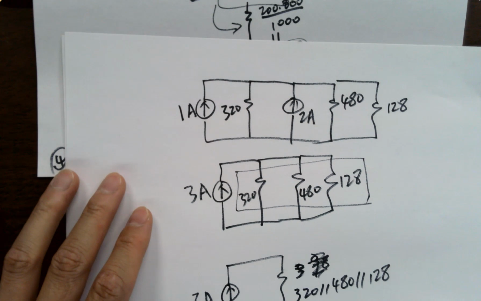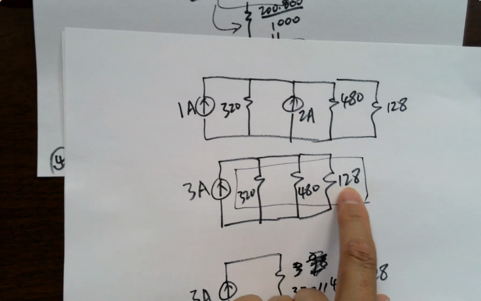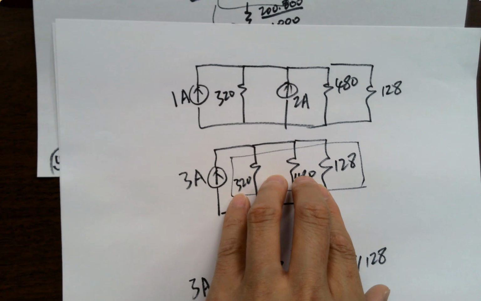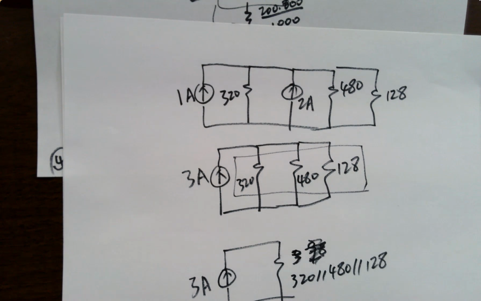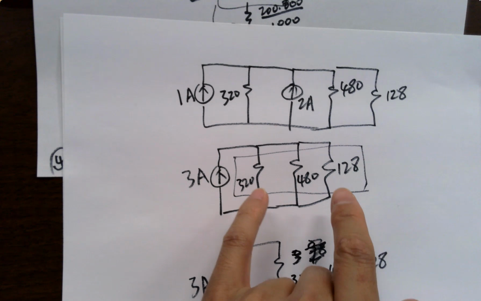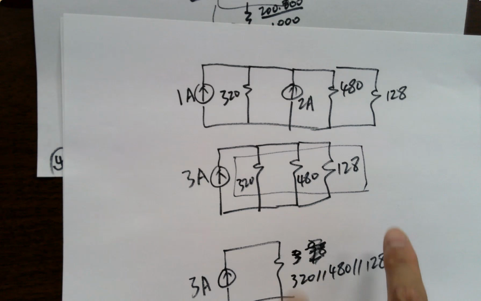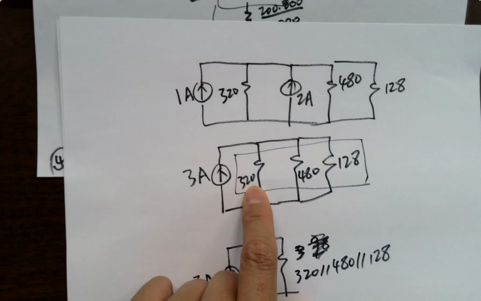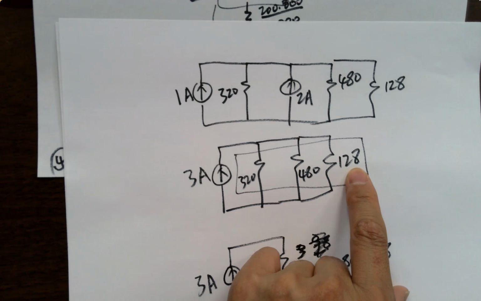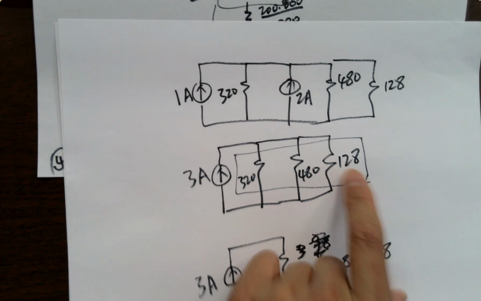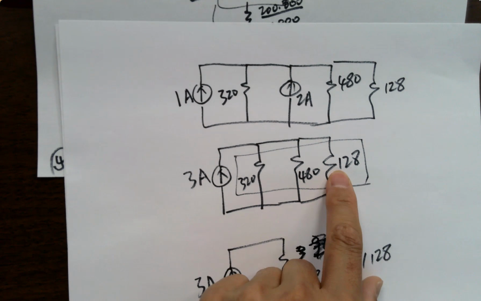Okay? But definitely, you know, it's going to be less than this guy, right? Some kind of experience to let you guys know. So you got 3 parallel resistors, or any number of parallel resistors, so the overall resistance will be lower than what? Lower than the smallest one. So if you see 320, 480, 128, you can estimate the resistance is probably something like 90-something ohms. Okay, it will be lower than this one.